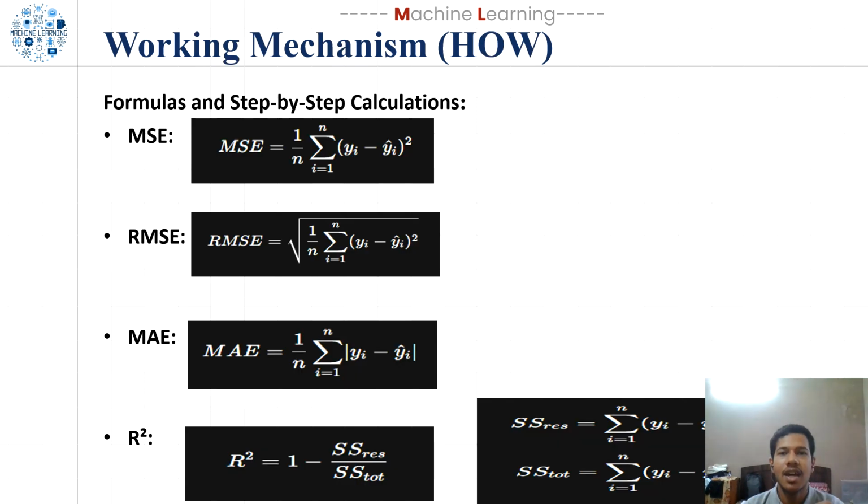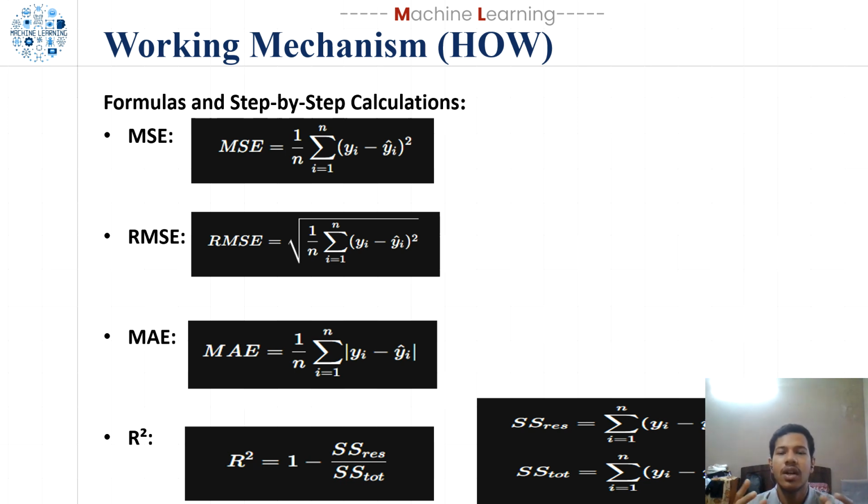So now let us look at how these evaluation metrics are actually implemented. For MSE, we calculate the difference between actual and predicted values, then square it and then average it. Whereas RMSE is just the square root of MSE. For MAE, we take the absolute difference and then average it.